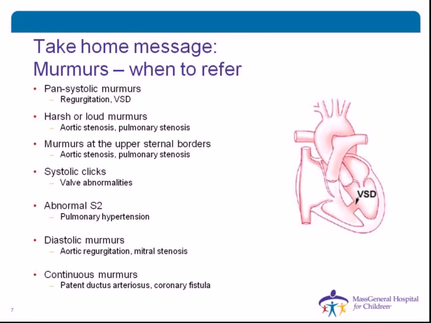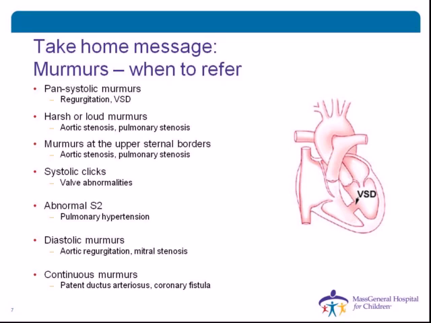So the take-home message when to refer a heart murmur for cardiology evaluation are the following: pansystolic murmurs, as they may represent regurgitation or ventricular septal defects, any murmur that would be considered large or harsh, which may represent aortic stenosis or pulmonary stenosis murmurs. Murmurs located at the upper sternal borders should also be referred, as they may represent aortic stenosis or pulmonary stenosis.